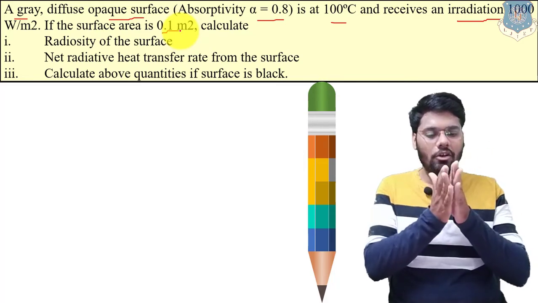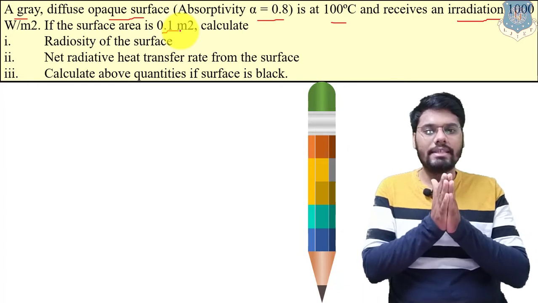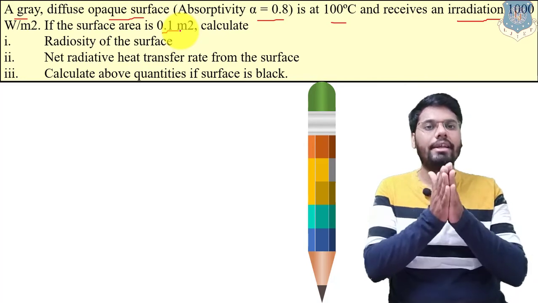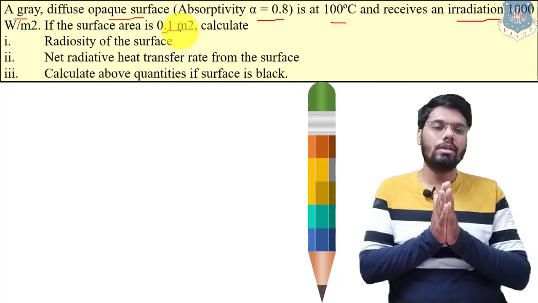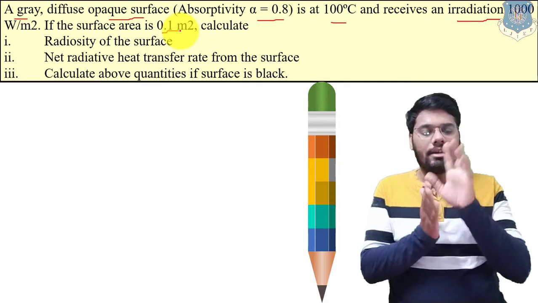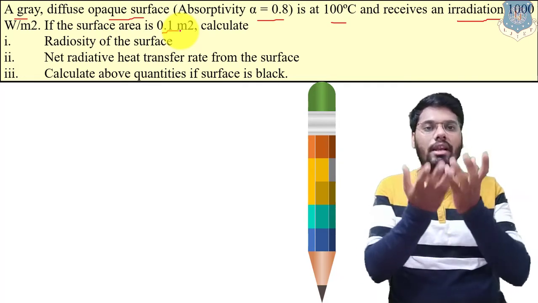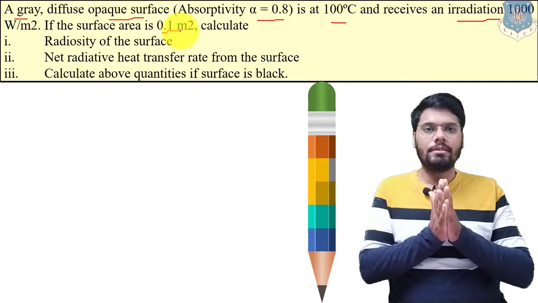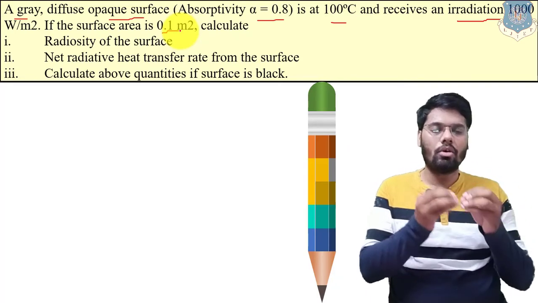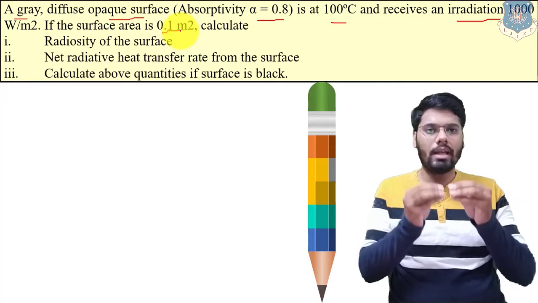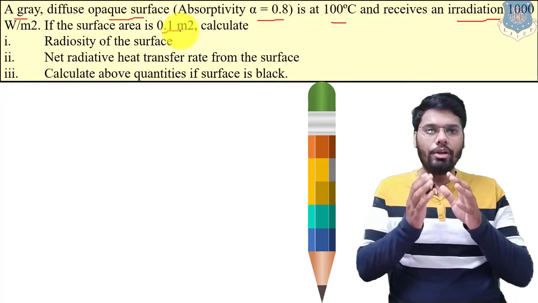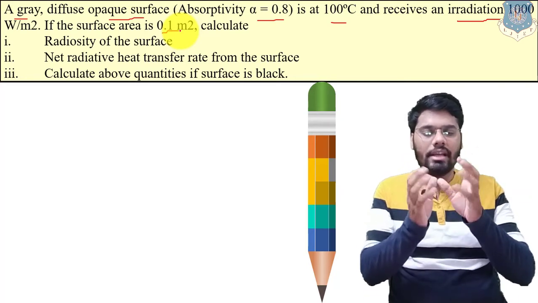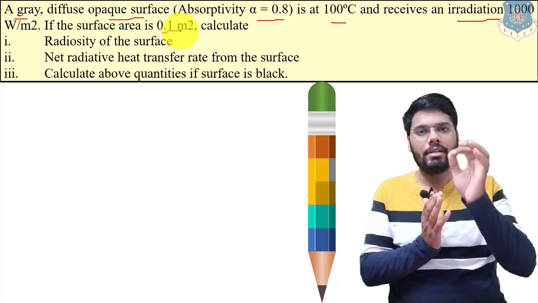The combination of both of these is known as the radiosity, which is the total electromagnetic wave, or we can say the total radiation emitted by any body, denoted by capital J. Now what is irradiation? It is just the opposite of radiosity. Irradiation means the total radiation, or the total electromagnetic wave, incident on any body, which is denoted by capital G.